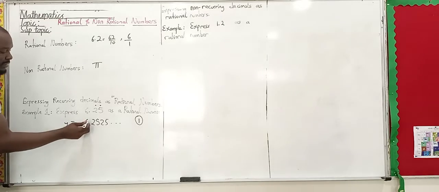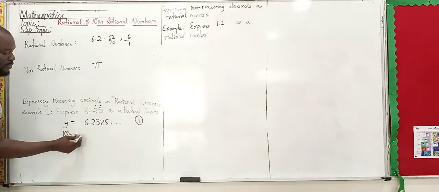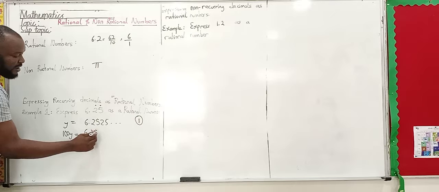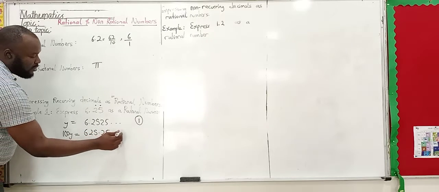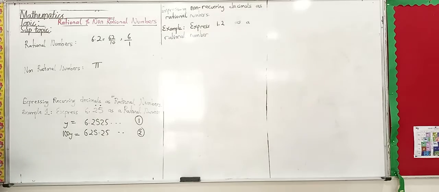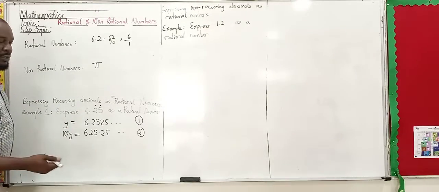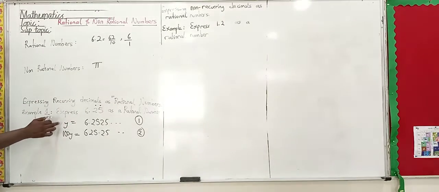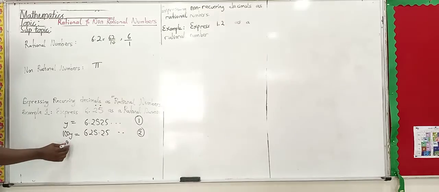6.2525 times 100, the decimal point moves 2 steps forward, so we'll be having 625.25. You call this what? Equation 2. The next step is to what? Take equation 1 away from equation 2, or say equation 2 minus equation 1. 100y minus y will give me 99y.